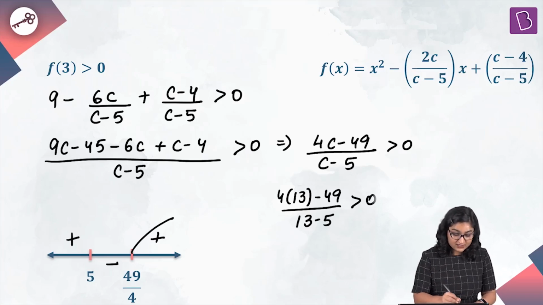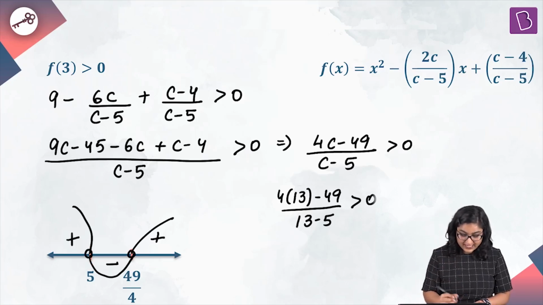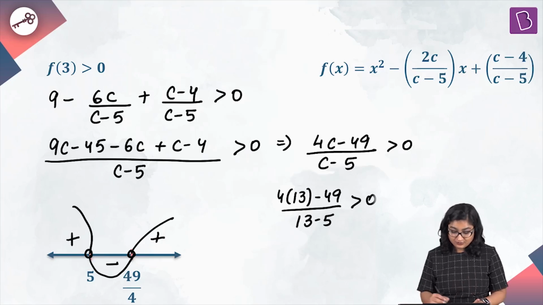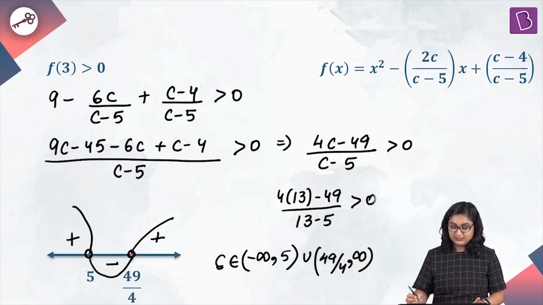Now the final wavy curve that we will get is this. And important thing to note is both 5 and 49 by 4 will not be included. Now the interval for which the given expression is greater than 0 would be C belongs to the interval minus infinity to 5 union 49 by 4 to infinity.